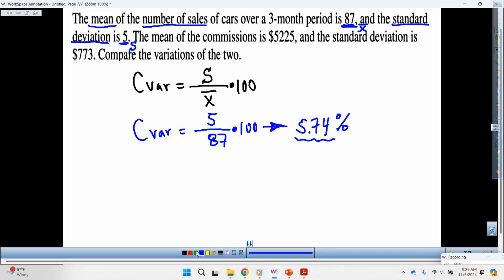All right. So let's switch to green. Let's go to the next part of the problem. It says the mean for commissions is how much? 5,225. So that's the mean. So we write X bar again. And the standard deviation is 773. So that's our S. So we write it again. CVar equals S over X bar times 100. Darian, pass someone so they can help me set this up.